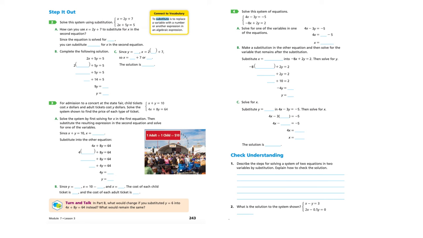So if we look at number 4, they're saying solve this system of equations. Again, these are different types of equations than the slope-intercept form that you're used to, but they're going to help you go step by step. They're saying solve for one of the variables in one of the equations, and they help you do that going step by step. B, make a substitution in the other equation and then solve for the variable that remains after the substitution. And again, they're going to help you kind of walk through it.